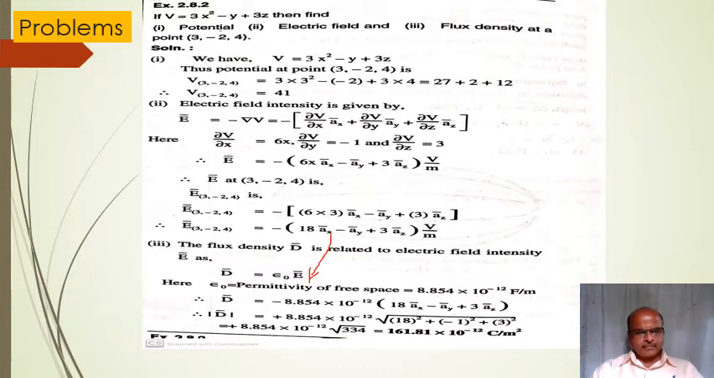If we want to find the magnitude of D bar, then take the square of its coefficients, that is 18 squared, minus 1 squared, plus 3 squared, and by calculating with a calculator, you can find the magnitude of D bar is 161.81 into 10 raised to minus 12 coulomb per meter square. So this is one of the problems.